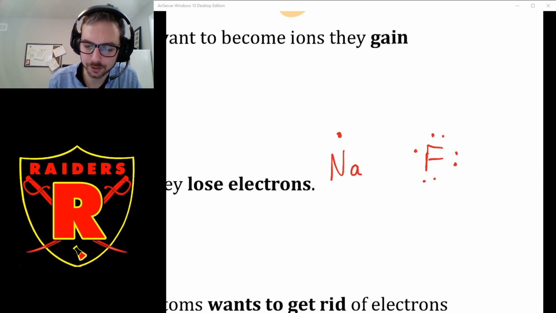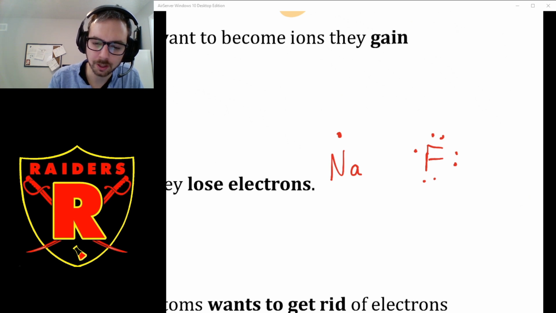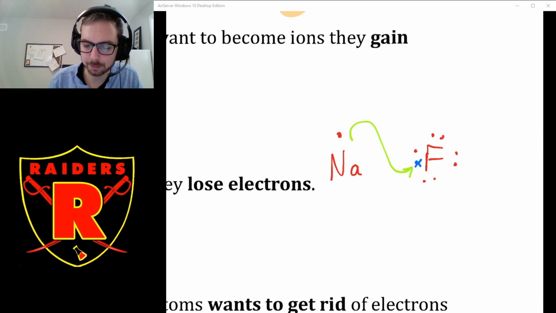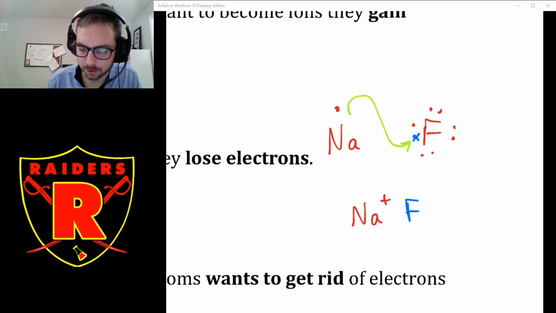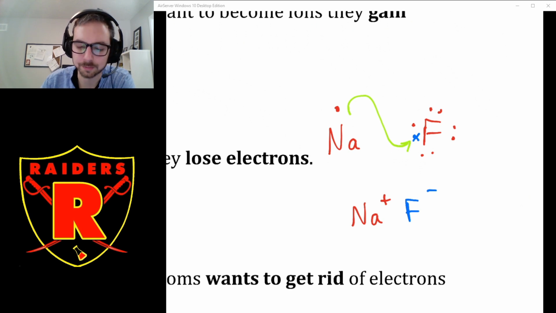And then in order for this to become stable, sodium is going to have to give away its valence electron to fluorine. So fluorine is going to accept it, and then sodium is going to become a positive ion. It's going to have a 1 plus charge because it gave away 1 negative electron, and fluorine is going to become a negative ion because it's going to accept a negative electron, and now it's a negatively charged particle.